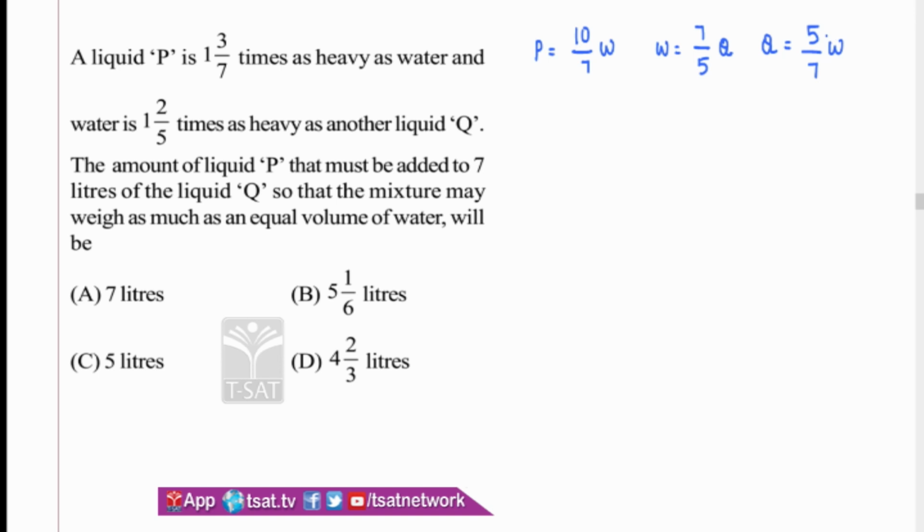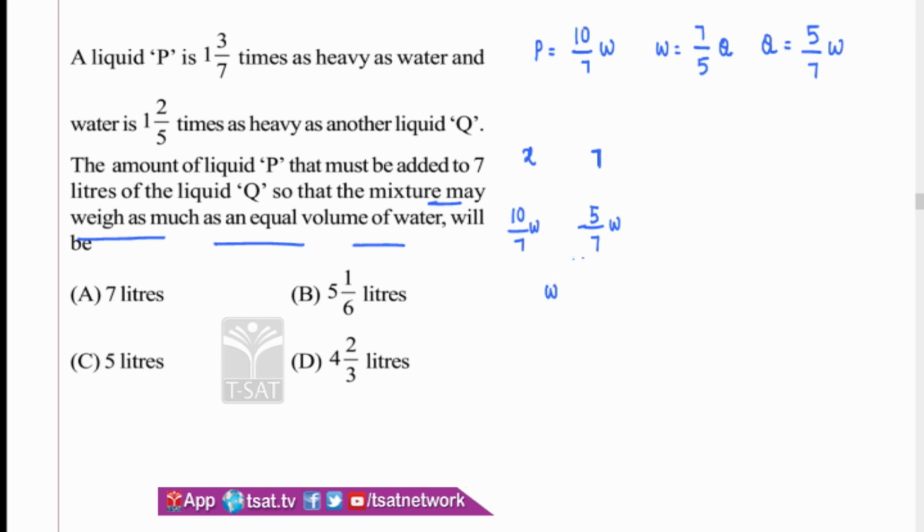The amount of liquid P must be added to 7 liters of liquid Q. How many liters of P must be added to 7 liters of Q? Now what is A1? It is 10/7 of W. It must be added to liquid Q so that the mixture may weigh as much as an equal volume of water. So this is 5/7 of water. It should be equal volume of water, means W.